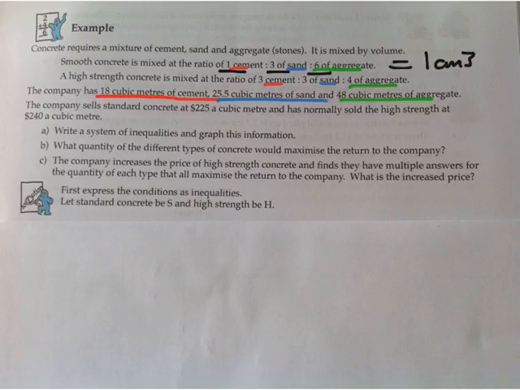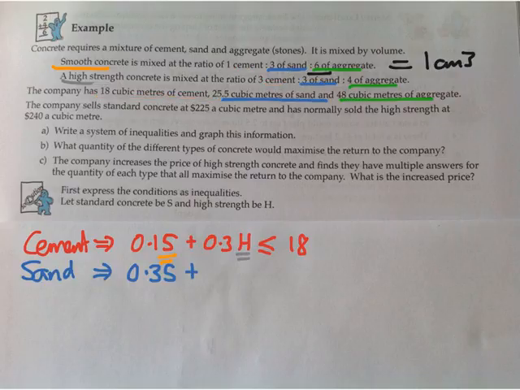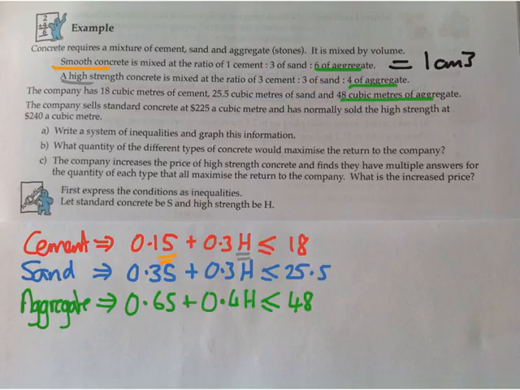So each of these are therefore decimals. So your cement equation looks like this. We're looking at our two variables, smooth, so that's why we've got the S there, and high strength, so we've got the H there. So for sand we've got 0.3 of standard and 0.3 of high strength. The most we can have of that is 25.5. We do the same for the aggregate using standard and high strength. Then we go ahead and graph these.